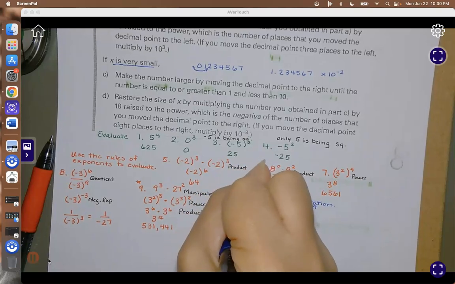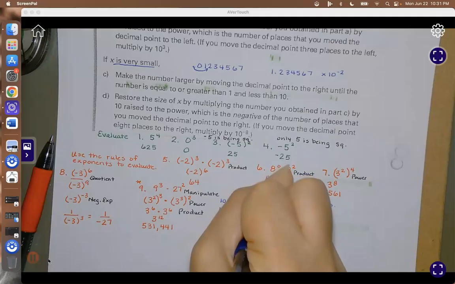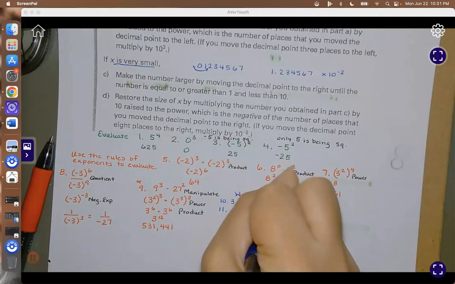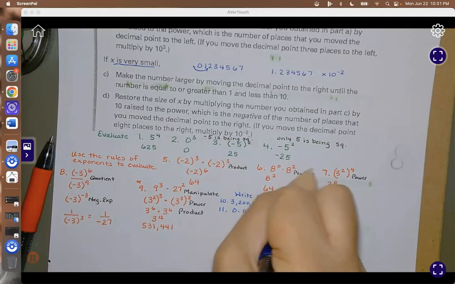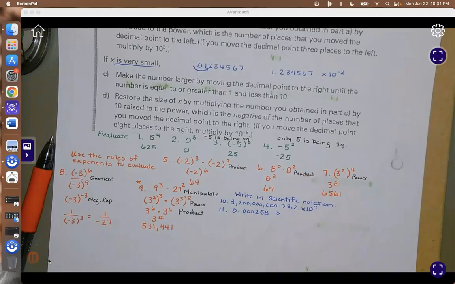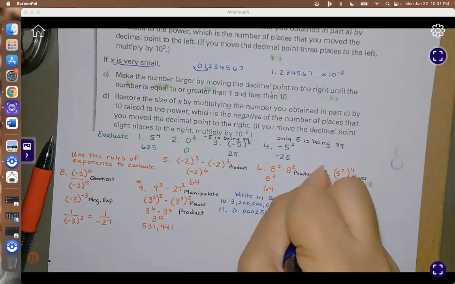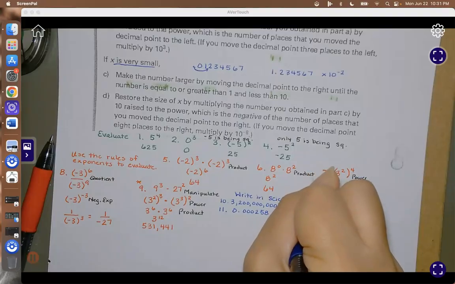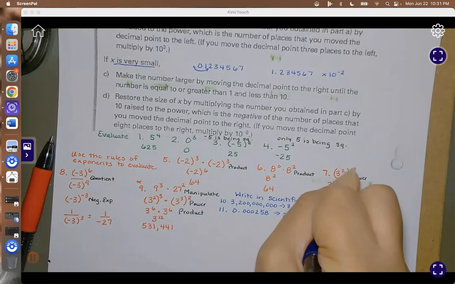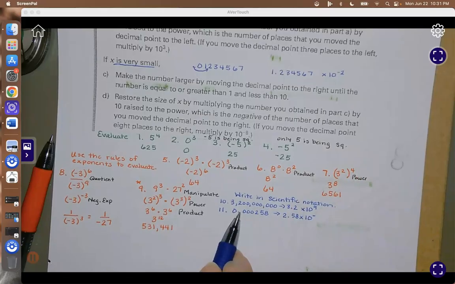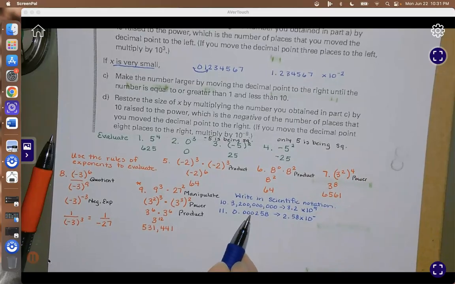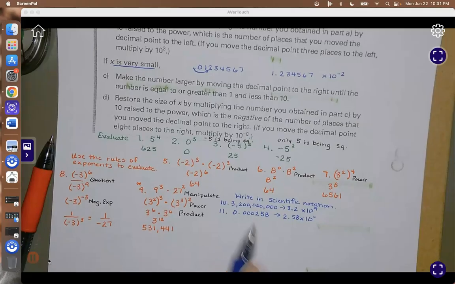And we have 0.000258. Okay, so the first number I see is the 2. So we have 2.58. Now this was a small number, so we know that the exponent's going to be negative. So we move it 1, 2, 3, 4 places.